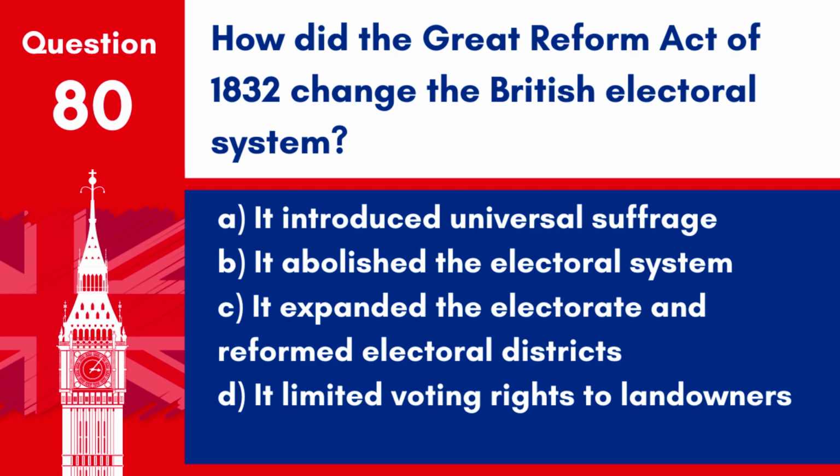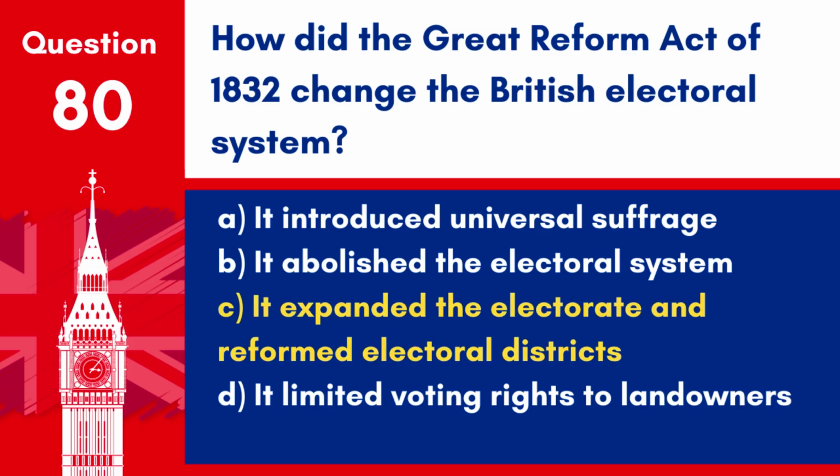Question 80. How did the Great Reform Act of 1832 change the British electoral system? A. It introduced universal suffrage. B. It abolished the electoral system. C. It expanded the electorate and reformed electoral districts. D. It limited voting rights to landowners.